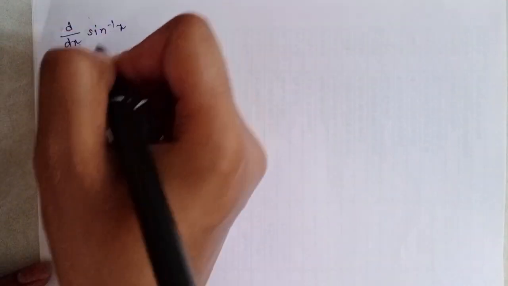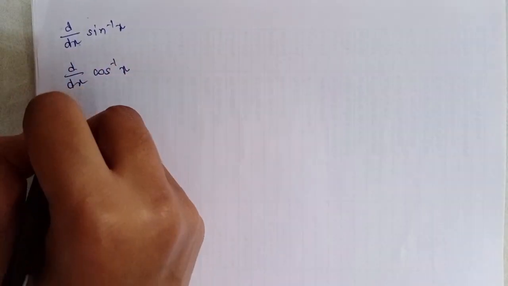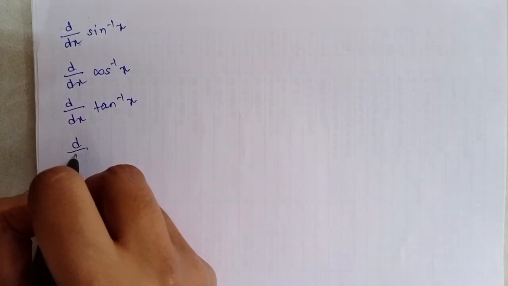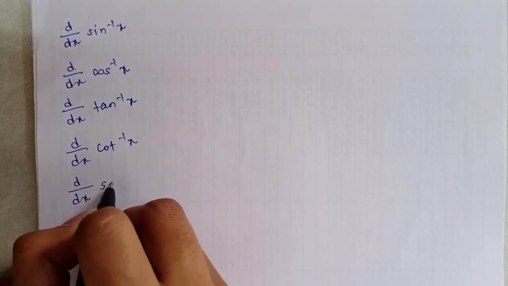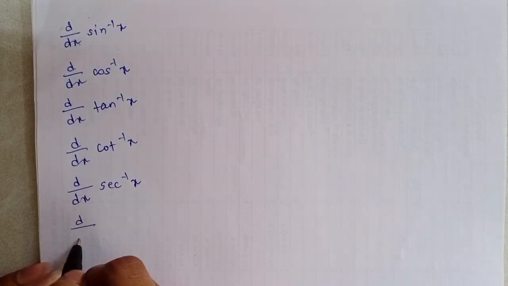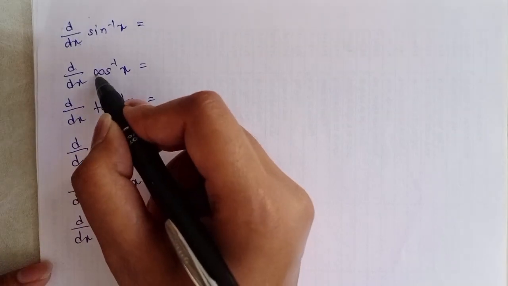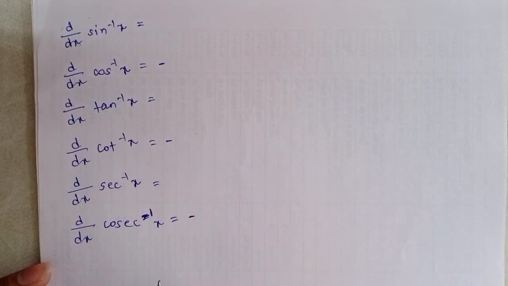Now we will see derivatives of trigonometry terms but in inverse form. So derivative of sine inverse x, derivative of cos inverse x, derivative of tan inverse x, derivative of cot inverse x, derivative of sec inverse x, derivative of cosec inverse x. Those that start with c, its answer will be negative. So we will put here a negative sign.